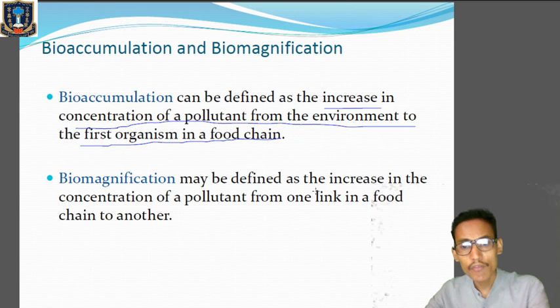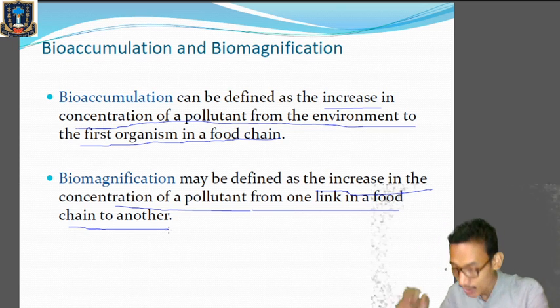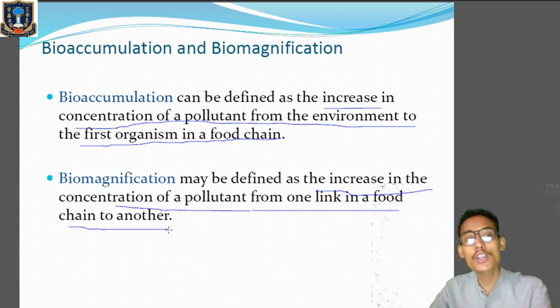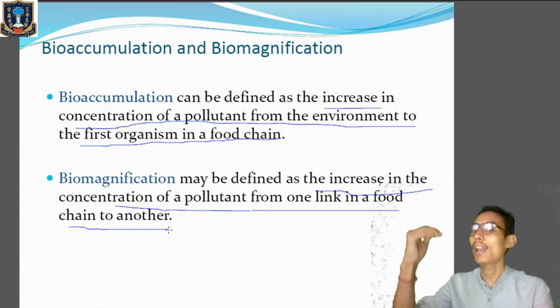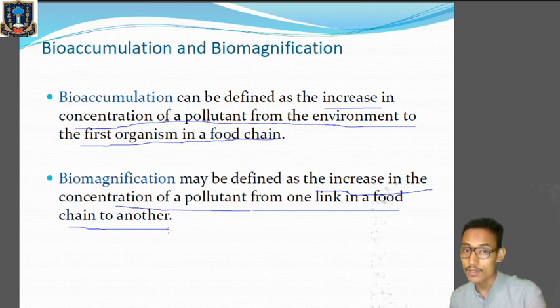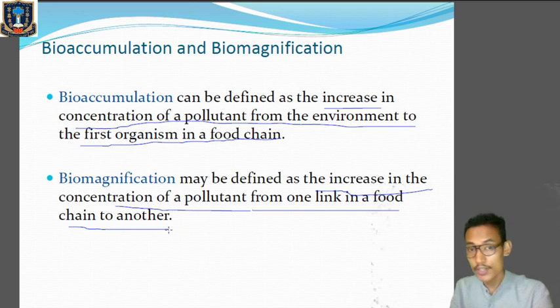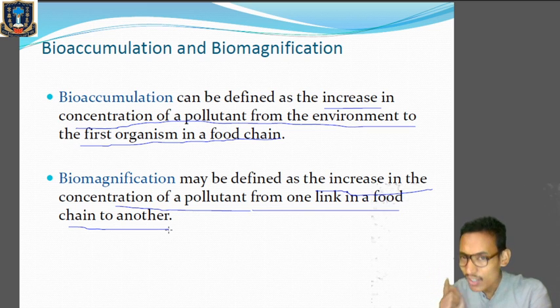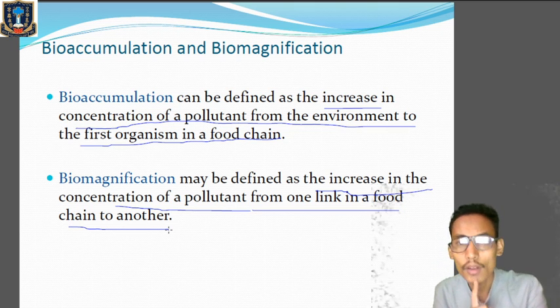Biomagnification can be defined as the increase in the concentration of a pollutant from one link in a food chain to another. That means in biomagnification, there will be an increase in the concentration of the pollutant or the toxic chemical from one trophic level to another trophic level. That means from one organism to another organism in a food chain. One more time I'm saying that in bioaccumulation there will be an increase in concentration of the pollutants, the toxic chemicals, only in one organism in a food chain.